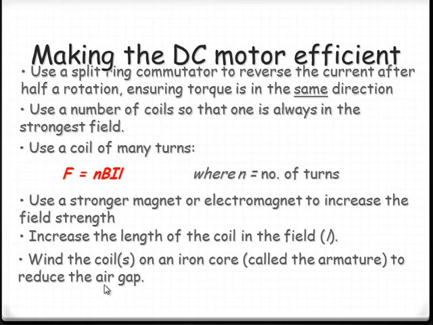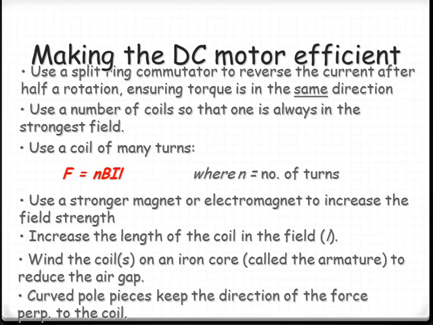What else? We can wind the coils on an iron core. What this does is reduce the air gap, and it increases the strength of the magnetic field acting around those coils. And instead of flat magnets, we can use curved magnets. That means it's perpendicular to the coil for a lot longer of the rotation.